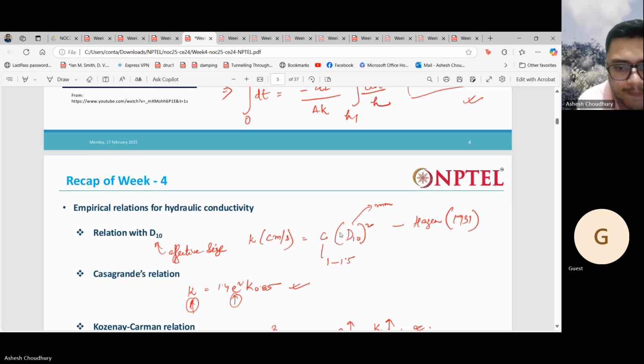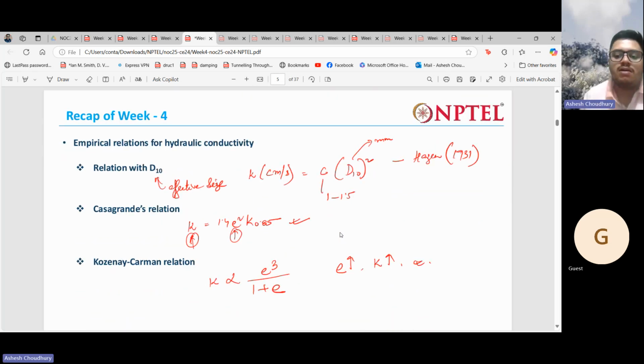Okay. Now there are also some empirical relations of the hydraulic conductivity to void ratio and grain size that we discussed briefly. These are not important.